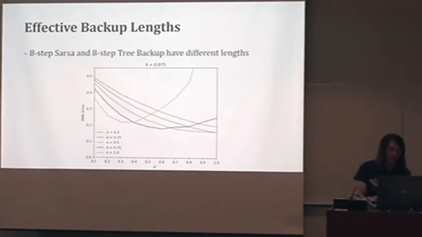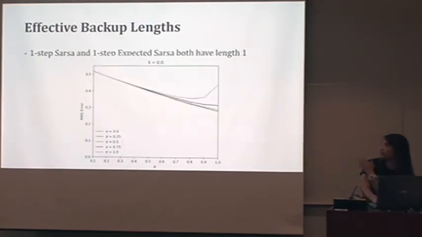But 8-step SARSA and 8-step tree backup have different lengths, and as you can see at lower alpha, they're no longer equivalent, and you still have a similar trend where low sigma will win in the end, but there's that discrepancy in the starting positions compared to one-step SARSA and one-step expected SARSA.